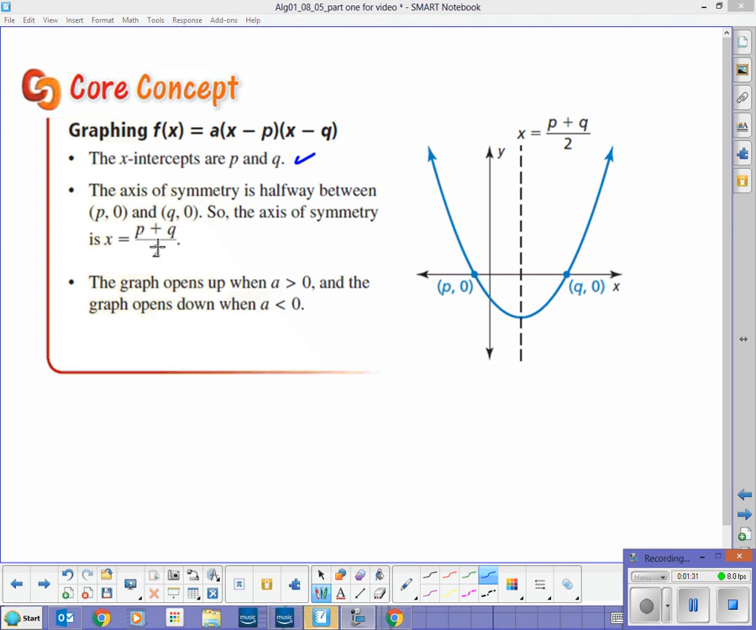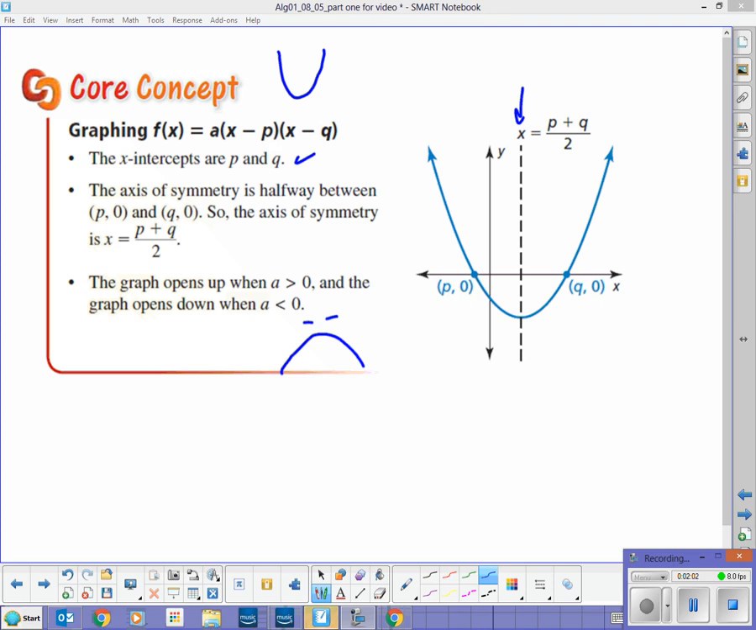The axis of symmetry is halfway between p and q. To calculate it, you add p and q together and divide by 2, and we get this line of symmetry, our axis of symmetry. That gives us the center line of the graph. The graph opens up when a is greater than 0, which we consider positive, so we're smiling. If a is less than 0, the leading coefficient is negative, then we're frowning. Oh, I'm sad.